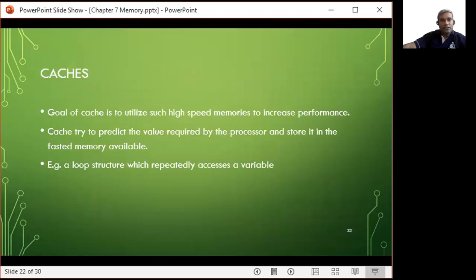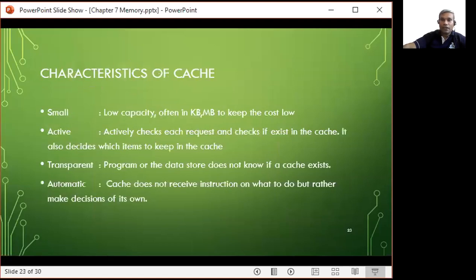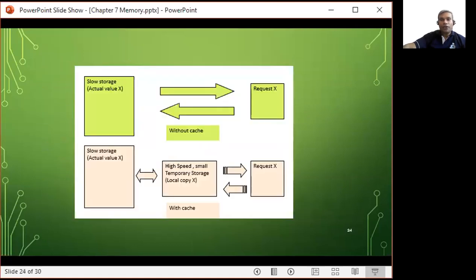The cache is almost the last thing that we learned. It's a way to make the RAM look faster. It's a small, active, and transparent automatic service. When you have a cache, your frequently accessed data is stored in the cache, so the processor can request a local copy from the cache and use it for its processing.